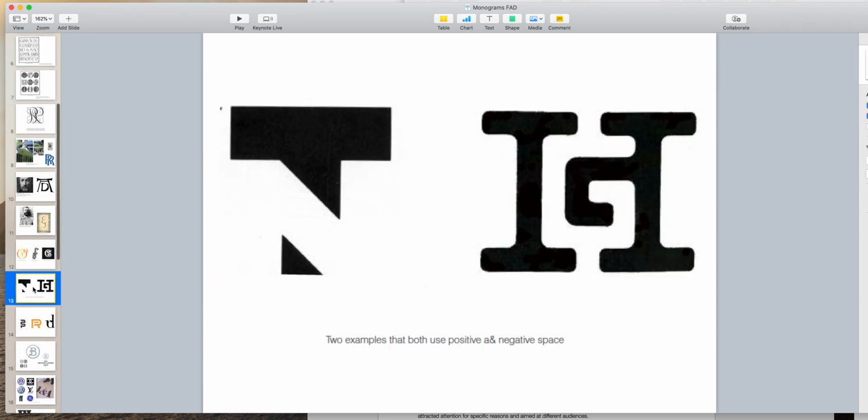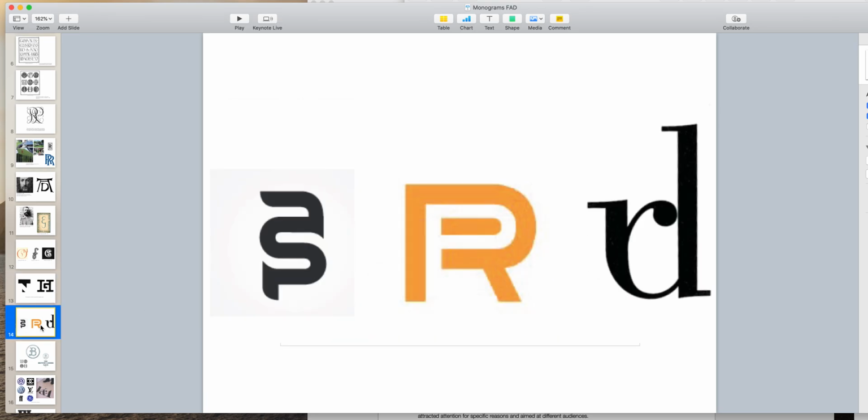It was quite clever. Now we get to the clever stuff. These are using your negative and positive space. So we got the T and the N, very clever. We got the H and the G, equally just as good. We got some letters going on here. What's this? Is this an A and then an S? Yeah, I'd say it was an A and S, or S and A. We got an R and a P and a D and an R.